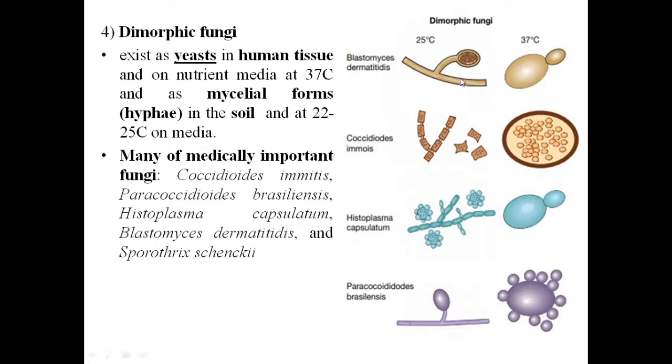We can see in this diagram dimorphic fungi at 25 degrees Celsius and in soil. Soil is an important source of these fungi. In soil, they form mycelium. In human tissue and at temperature 37 degrees, they exist as yeast. Coccidioides forms mycelium in soil and forms unicellular yeast in human tissue. Mycelium in the soil, yeast. Mycelium and yeast.